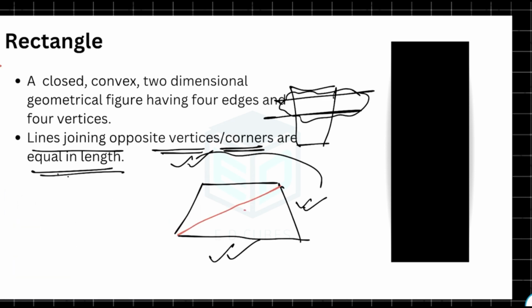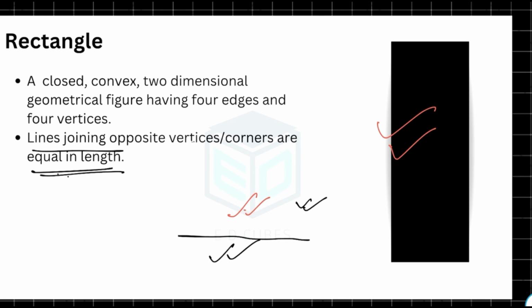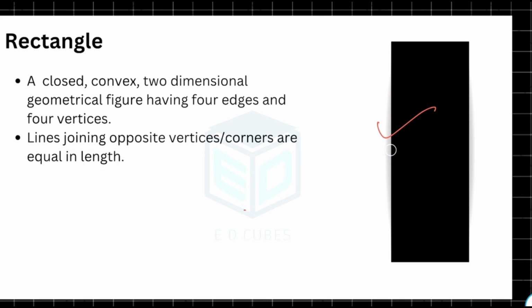Now here we join these two lines. The lines joining opposite vertices are equal in length. Yes, equal in length. But is it a rectangle? No. We know that this is a rectangle. That means whatever we are saying now, even this is true, but not enough to define a rectangle.